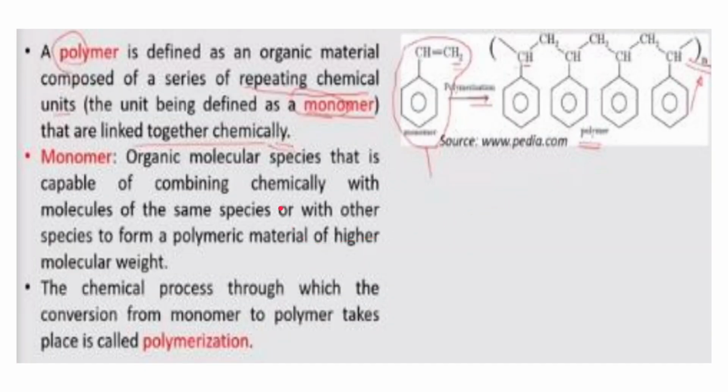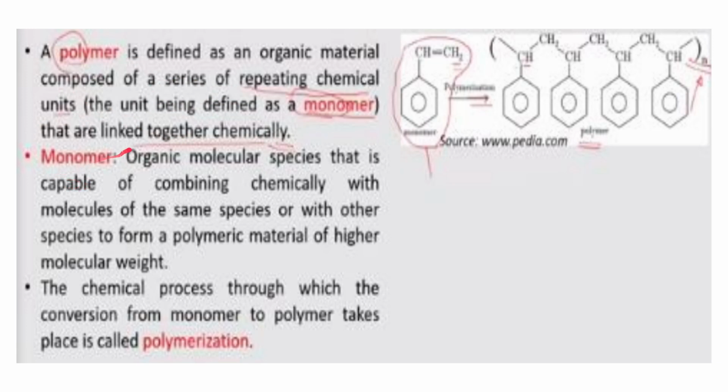So a polymer is defined as an organic material. If we ask basically what is a polymer, it is defined as an organic material which is composed of a series of repeated chemical units. So the single unit can be defined as a monomer, and all those units are linked together chemically. So that is basically a polymer. It is an organic material composed of a series of repeated chemical units called monomers.